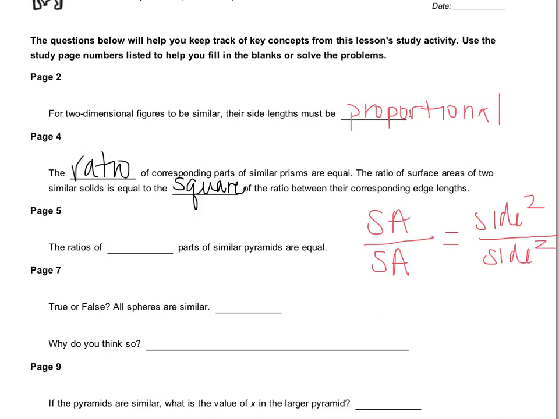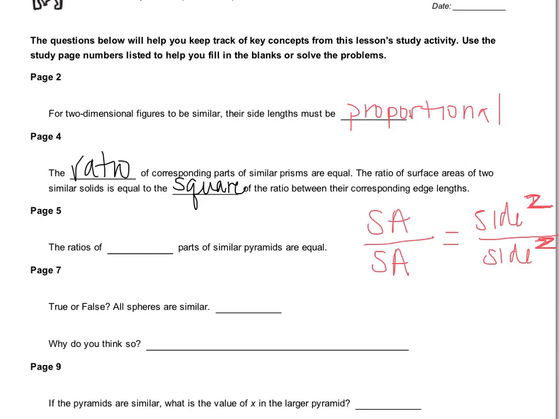As you'll recall earlier in 4.7, we talked about how for surface area, we had to multiply by the scale factor twice. We had to square the scale factor. And that's what we're having to do here: we have to square our sides when we're talking about surface area.